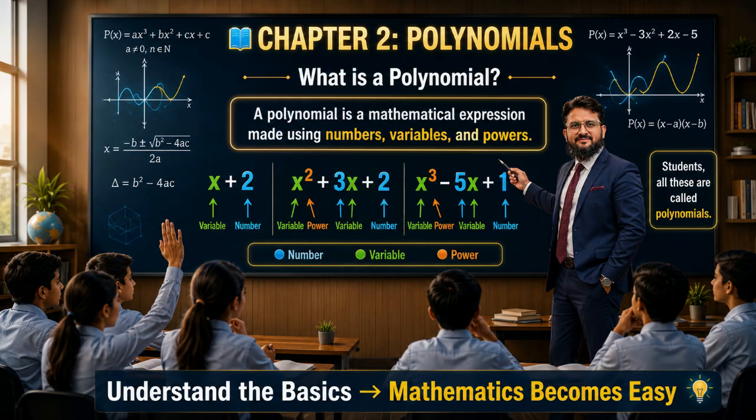Look at the second example, x square plus 3x plus 2. Here we have variable, power and numbers. Look at the third example, x to the power of 3 minus 5x plus 1. Here also we have variable, power and numbers. Students, all these are called polynomials. Understand the basics and mathematics becomes easy. Now let us understand each part.